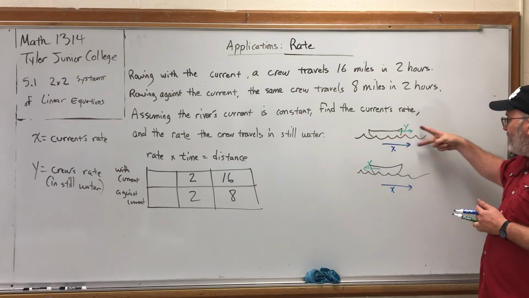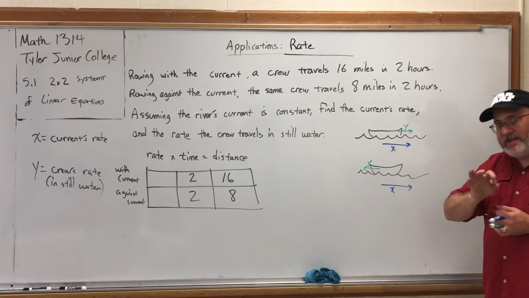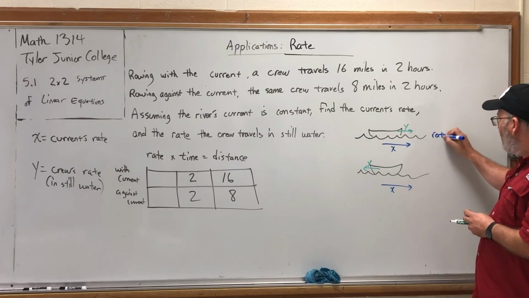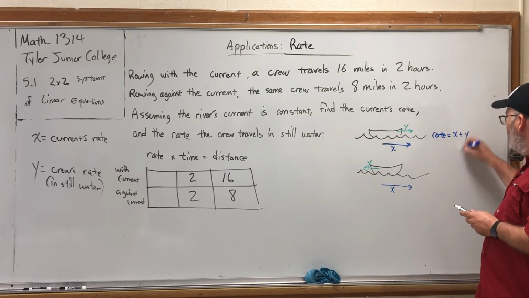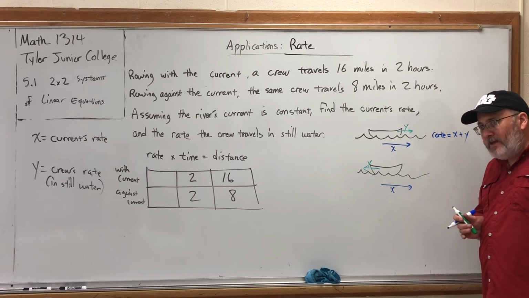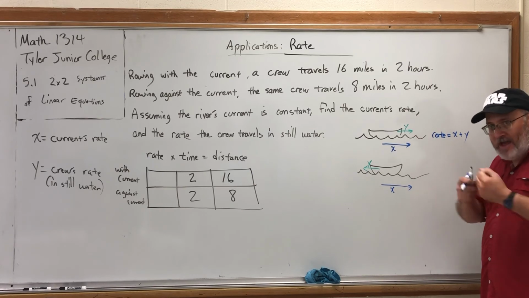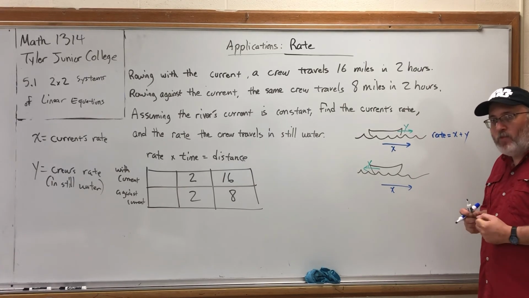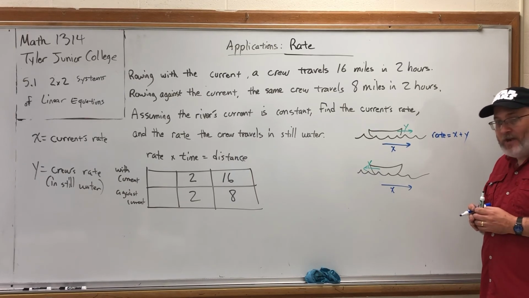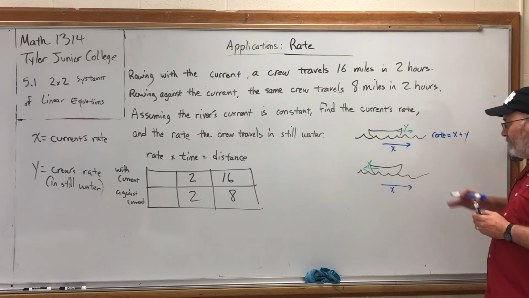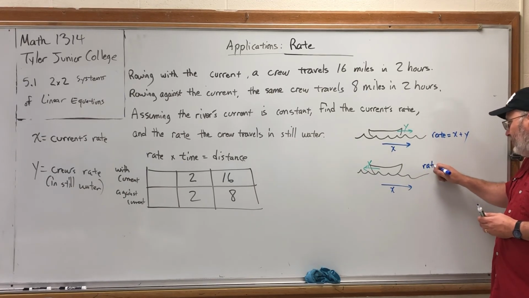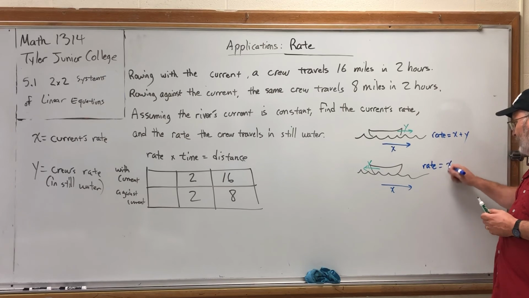When the rates are working in the same direction, the collective rate is their sum. So for example, if the river were traveling 5 miles per hour and we were paddling at 2 miles per hour, then the collective rate is 5 plus 2 equals 7 miles per hour. By contrast, if you're going against the current, then the rates work against each other and the collective rate is the difference.